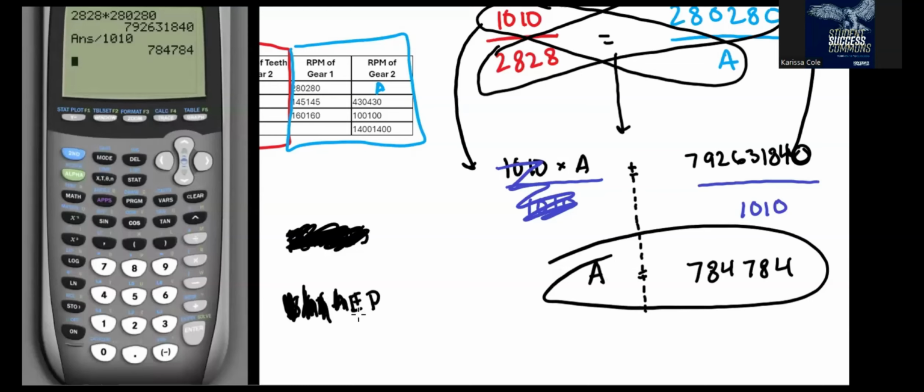There's no multiplication, no exponents, no parentheses. There's no more math I can do. The A is by itself, so that must be our answer.